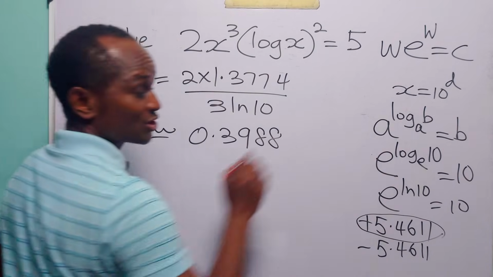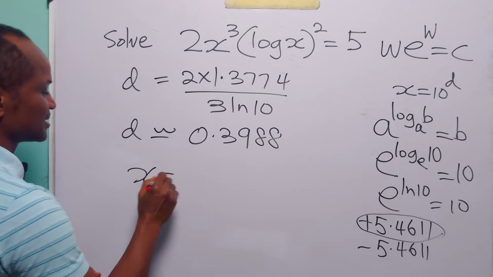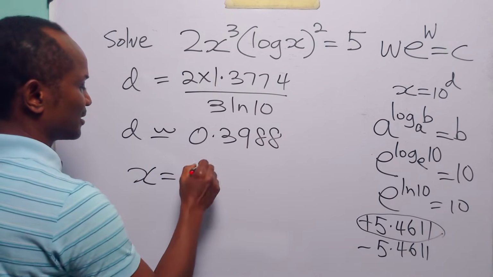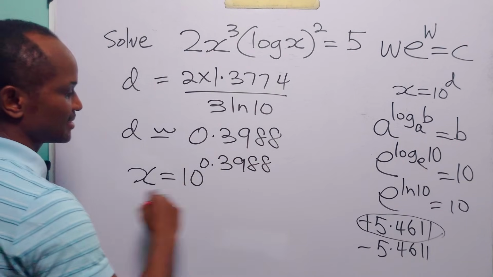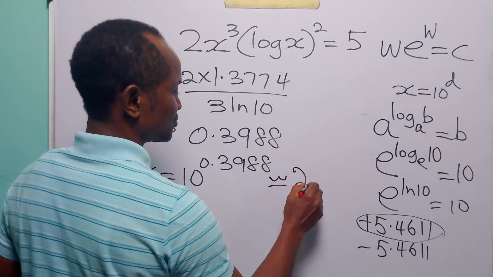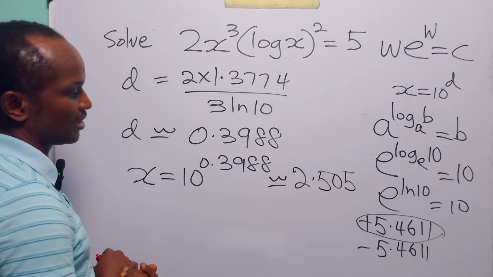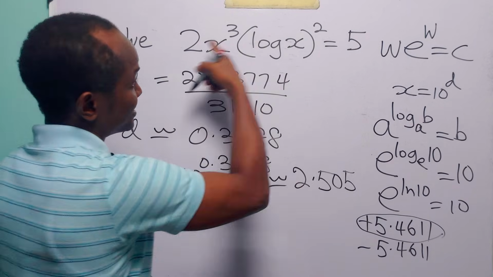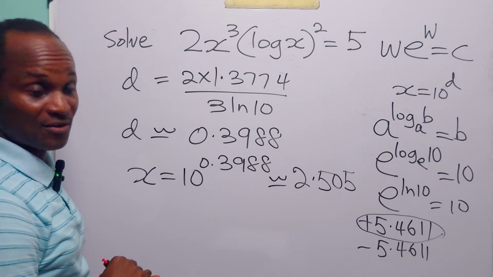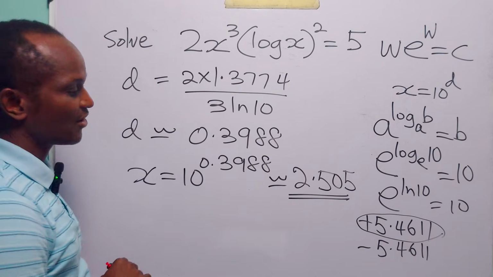Now we have the value of d. We go back to this equation to find the value of x. We have that x is equal to 10 to the power 0.3988. And this is approximately equal to 2.505. So the value of x that satisfies this equation given to 3 places of decimal is 2.505.